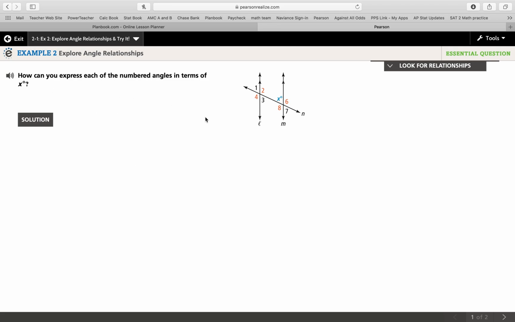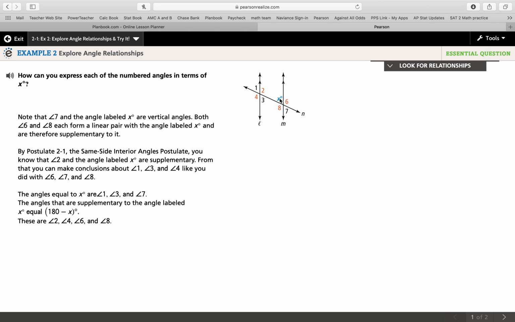As an example, here are two parallel lines. You see these two little arrows? They show that these two lines are parallel. That's notation. It asks how can you express each of the angles in terms of x? If this is x, let's talk about angle 7. Angle 7 is also going to be x because they are vertical angles.